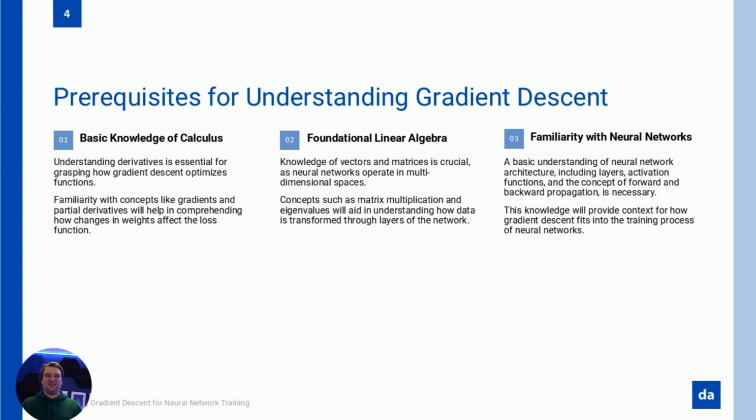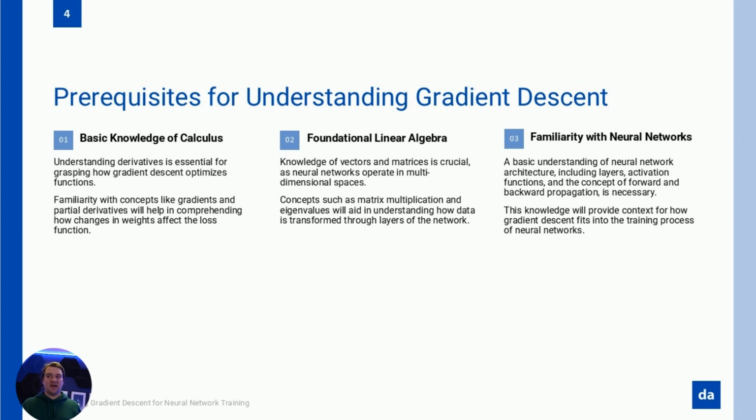First up, calculus. Now, don't let that word scare you. It's not as intimidating as it sounds. At its core, calculus helps us understand how things change, and that's exactly what gradient descent does. We're talking about derivatives, those magical little calculations that tell us the slope of a curve at any given point. When we adjust the weights in a neural network, we're essentially using derivatives to figure out how those adjustments will affect the loss function. It's all about answering one question. Which direction should we move to reduce the error?